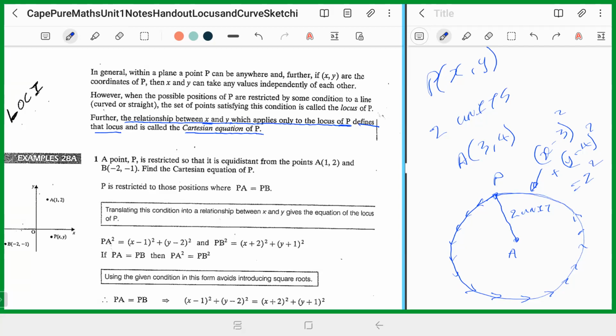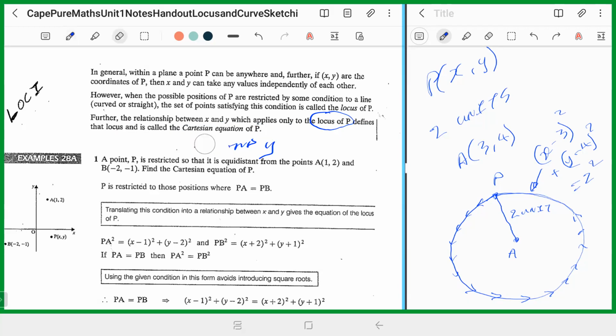So when you get a relationship connecting x and y, you have found the Cartesian equation of P, and it is also called the locus of P. So in other words, a lot of the times the question asks for the locus of P, you're trying to find the Cartesian equation of P, an equation connecting the x and the y. That's all I have to say about that. Just a matter of doing examples now. It's not much to it.